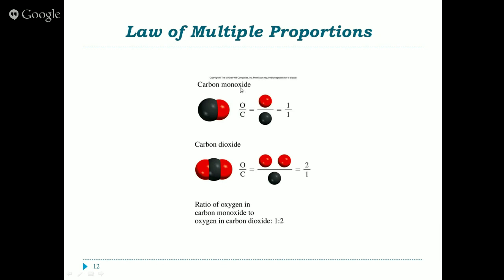For example, carbon monoxide, we have a ratio here of one carbon atom to one oxygen atom. Here we have carbon dioxide, meaning we have one carbon atom for every two oxygen atoms. So we see that we have these ratios here, and they are proportionate to each other. Here we have double the amount of oxygens that we have here, a ratio of 2 to 1. So we will see multiple proportions exist in either whole numbers or simple fractions.